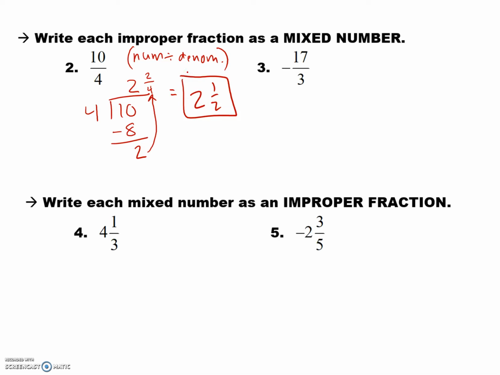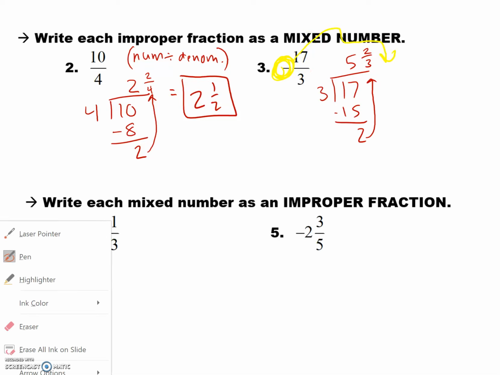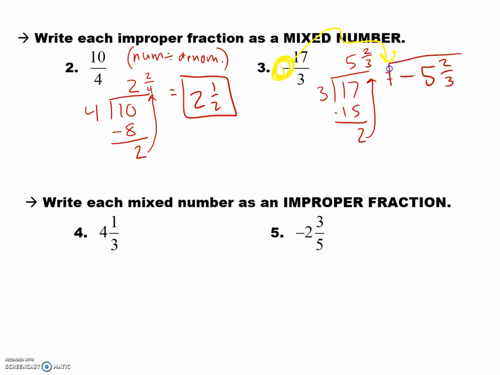We do the same thing on number 3. We just do the division, right? So 17 divided by 3. 3 goes into 17 5 times with a remainder of 2. So that 2 becomes the numerator of our new fraction. Why is there a 3 here? Because we were dividing by 3 originally, so the 3 is still there. Now, one thing you don't want to forget, don't forget that negative. It's got to come to our answer. So we have a negative 5 2/3.